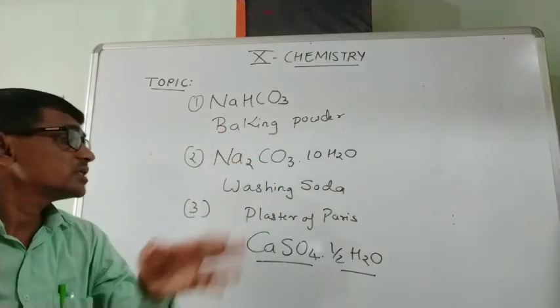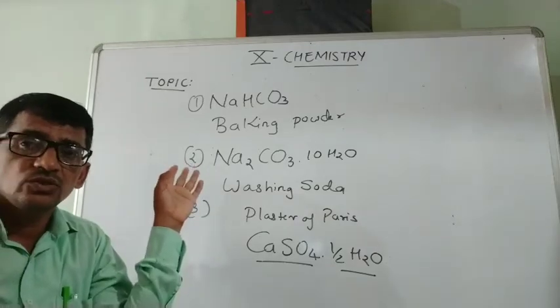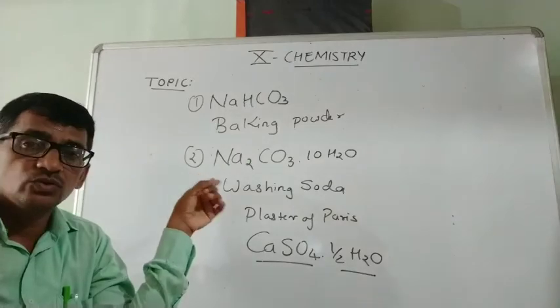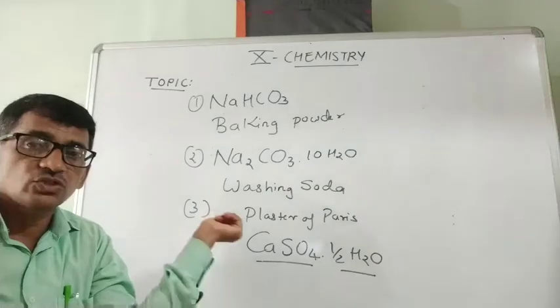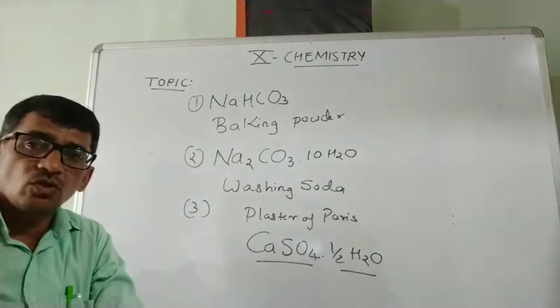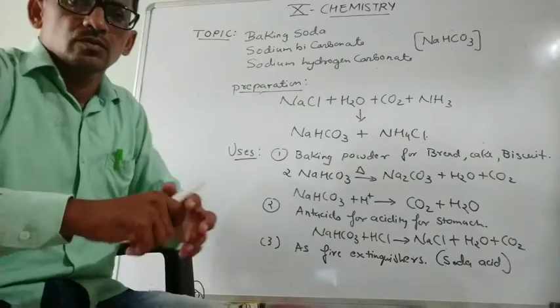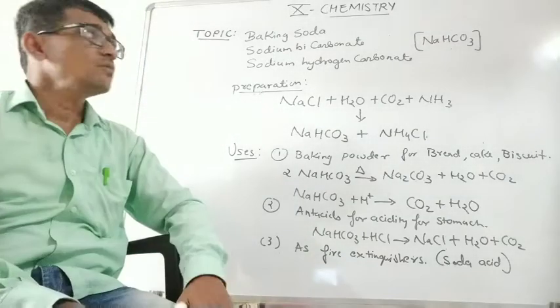One by one we will discuss all these three compounds. First one, NaHCO3, that is sodium bicarbonate. Second one, Na2CO3, that is sodium carbonate. And third one, CaSO4 dot half H2O, that is plaster of Paris. In preparation we will see.